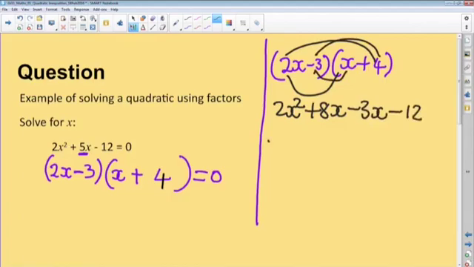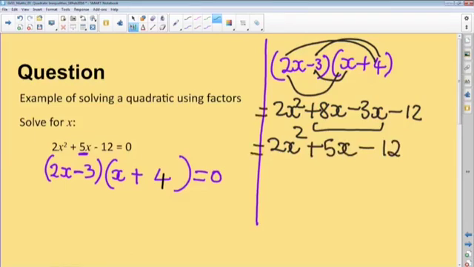So you have 2x squared, and your like terms, the middle term, will be 8x minus 3x, which is plus 5x minus 12. So now watch what we are talking about. This is an expression at that particular moment. So it goes back to the original one.